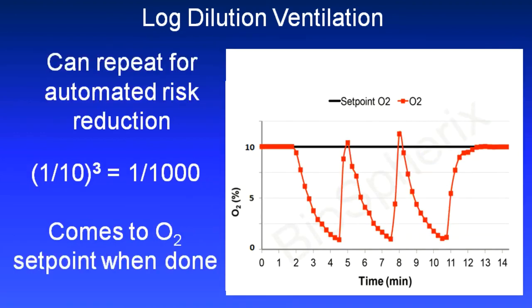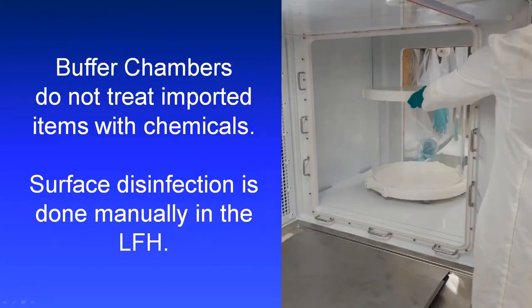And you can repeat this for an automated risk reduction. So if you do one cycle, it's a 1 to 10 or 1 log reduction. If you do 2 cycles, it's 1 to 100 or 2 logs. If you do 3 cycles, then it's 1 to 1,000. And the oxygen level is always brought back to the chamber set point when it's done. So if you have your chamber set to 5% oxygen instead of 20%, it would bring it back to 5% at the end of this.